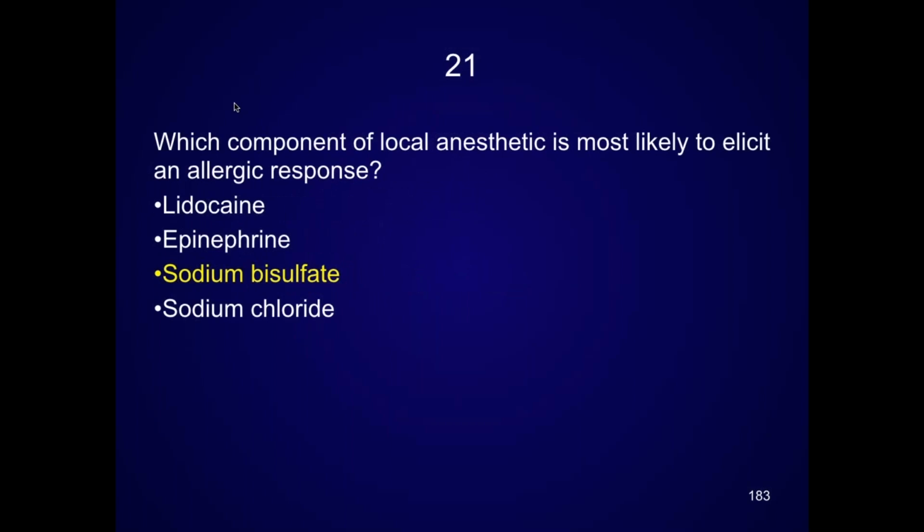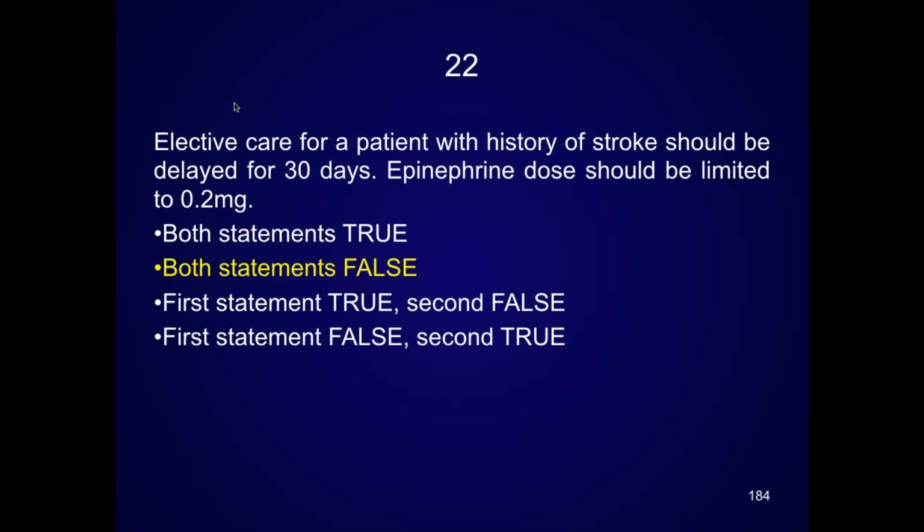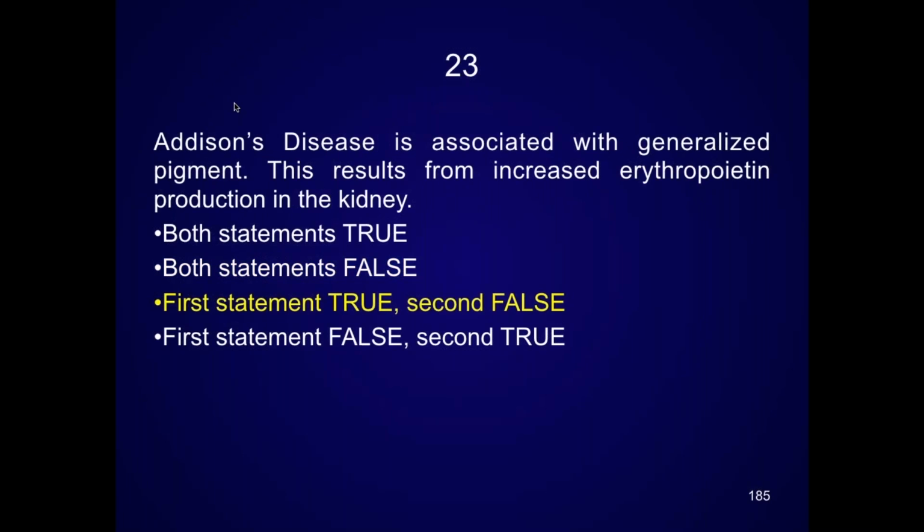All right, local anesthetic question, right? What's the allergen? It's the bisulfite, not the local anesthetic itself, all right? All right, stroke, all right? It's not 30 days, it's 6 months. And then epinephrine dose isn't 2.2 milligrams, it's 0.04 for your cardiac and stroke patients. So that's why it's a double false. Addison's, right? Pigment, yes, but it's not kidney, it's adrenal gland. So the second one is false.